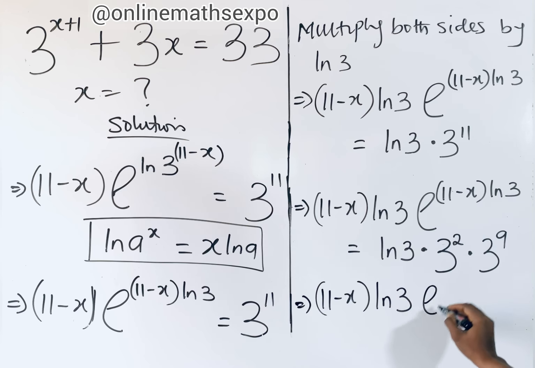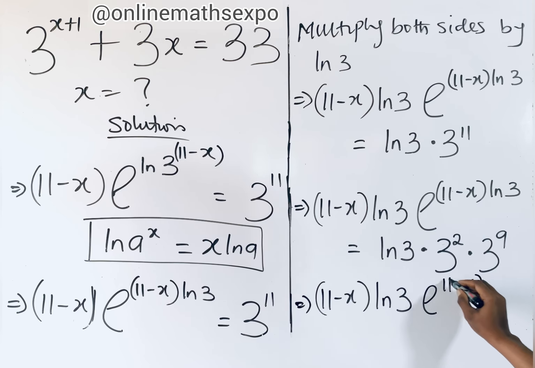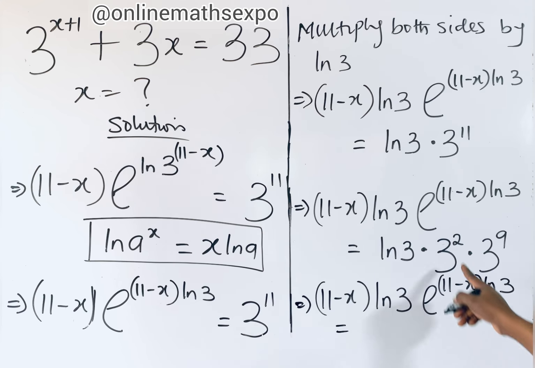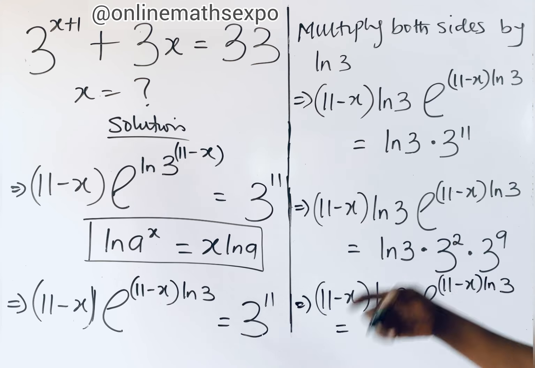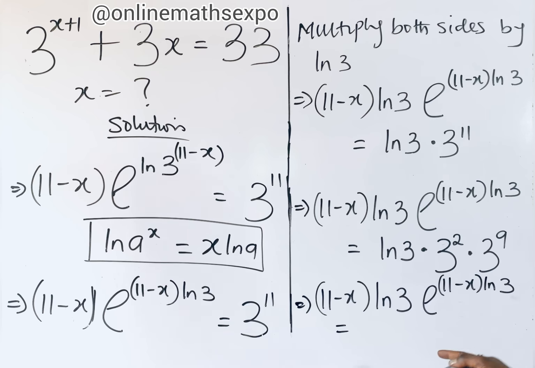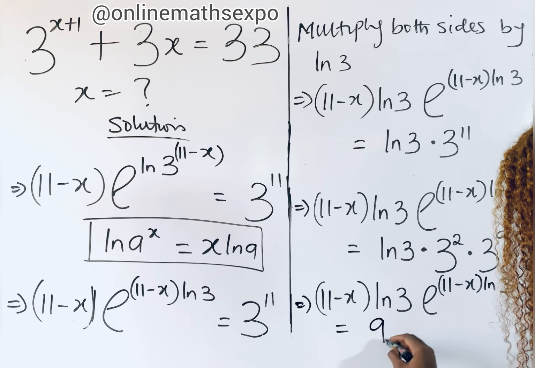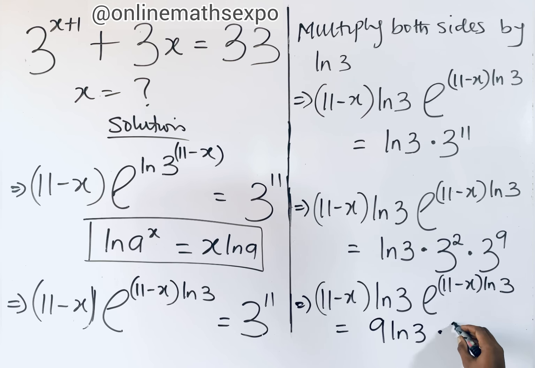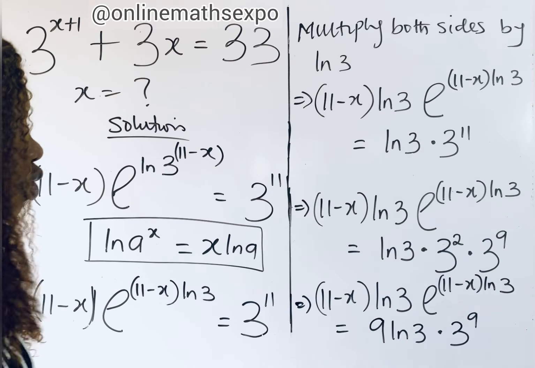So we have e to the power of (11 minus x) ln of 3 is equal to, now this 3 to the power of 2 is 3 times 3, which will give us 9. So we can have this as 9 ln of 3, multiplied by 3 to the power of 9. Now what do you observe? This 3 to the power of 9, we can do an adjustment still on it, and to do that, see what we have.